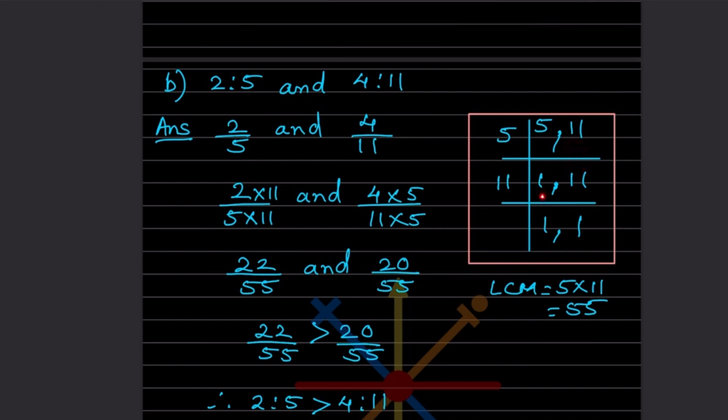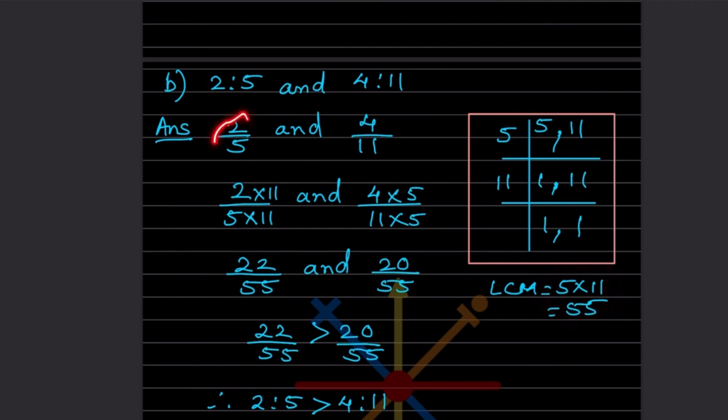Now what you can see, this 1. So wherever you have 1, you are going to write it as it is. Now this 11 is a prime number. So 11 times 1 is 11. So now what you can see, this 5 and 11, these are the factors. So we have to take the LCM. So we have to take this 5 into 11, that is 55. Now the 55 is the LCM.